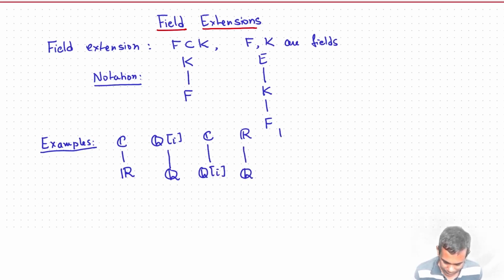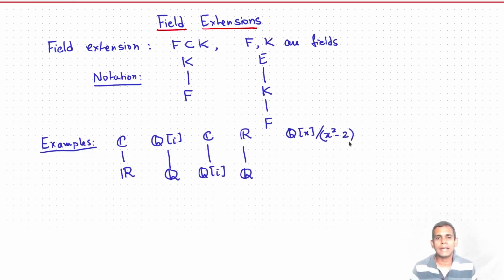And here's another interesting example. You just take Q[x] mod x squared minus 2. Now x squared minus 2 is an irreducible polynomial in the ring Q[x], and so Q[x] mod x squared minus 2 turns out to be a field, and this is an extension of Q.